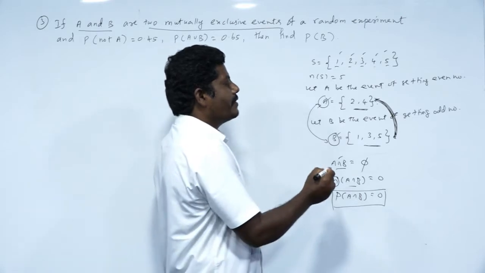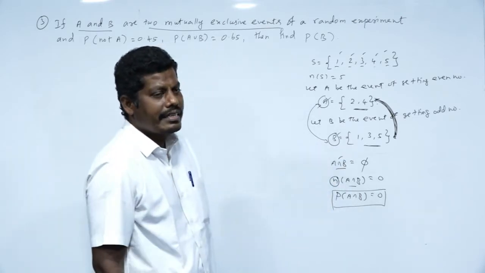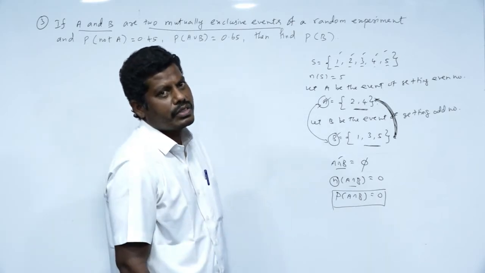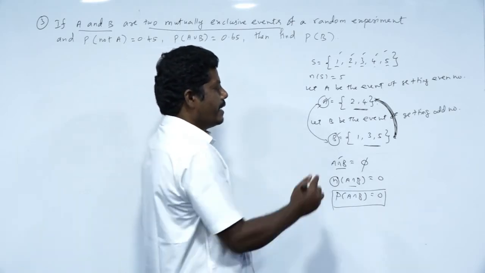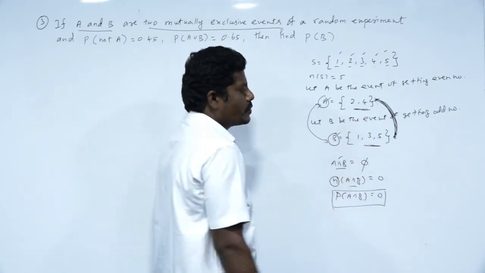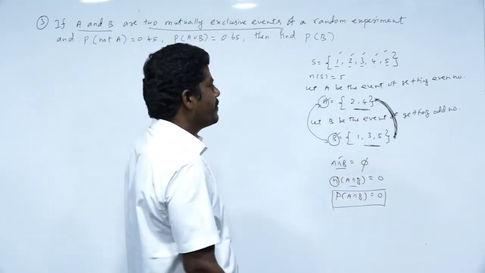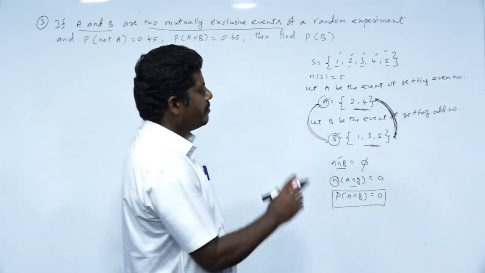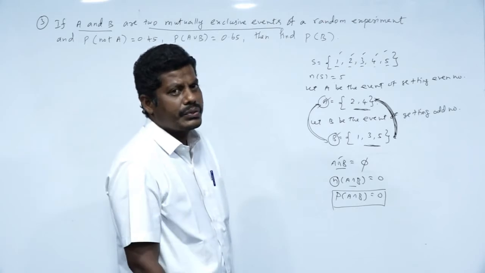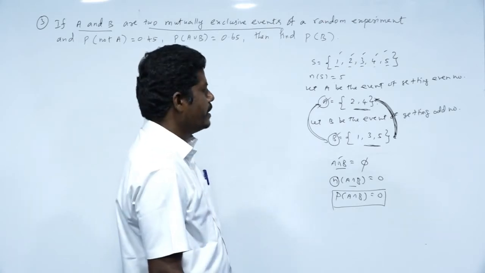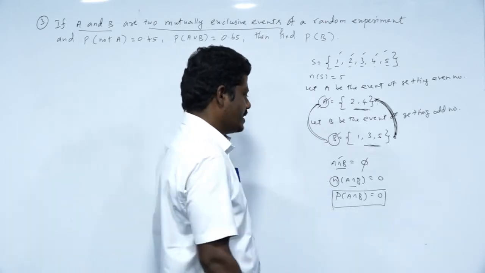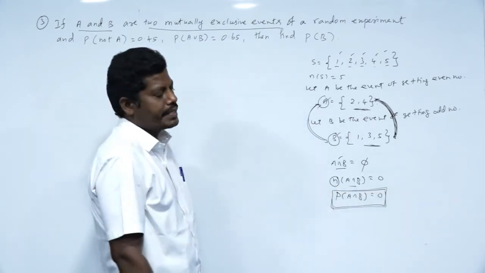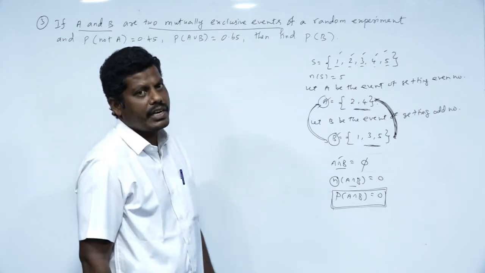So, any common values would mean both are not mutually exclusive events. Here, in these two sets, there is no common value. Therefore, these two sets, A and B, are called mutually exclusive events. Mutually exclusive events means probability of A intersection B value is 0.